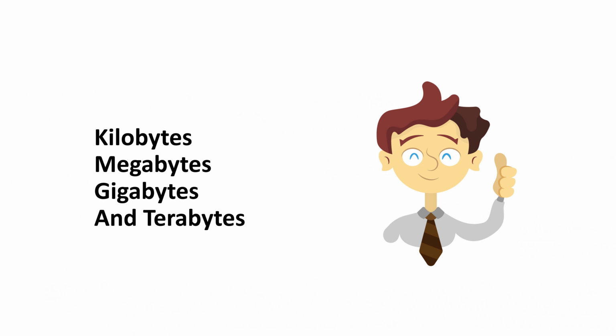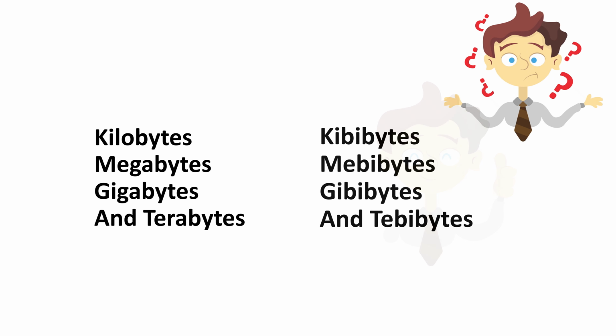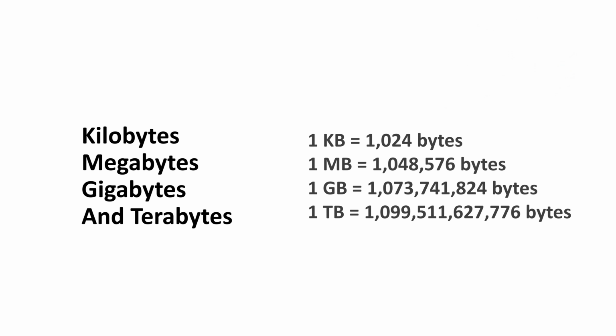So far, we've covered kilobytes, megabytes, gigabytes, and terabytes. But here's where things get interesting. Have you ever heard of kibibytes, mebibytes, gibibytes, or tebibytes? Here's a twist. Kilobyte, megabyte, gigabyte, and terabyte are not exactly based on 1,000 the way most people think. In reality, 1 KB is 1,024 bytes, 1 MB is equal to 1,048,576 bytes, and so on.